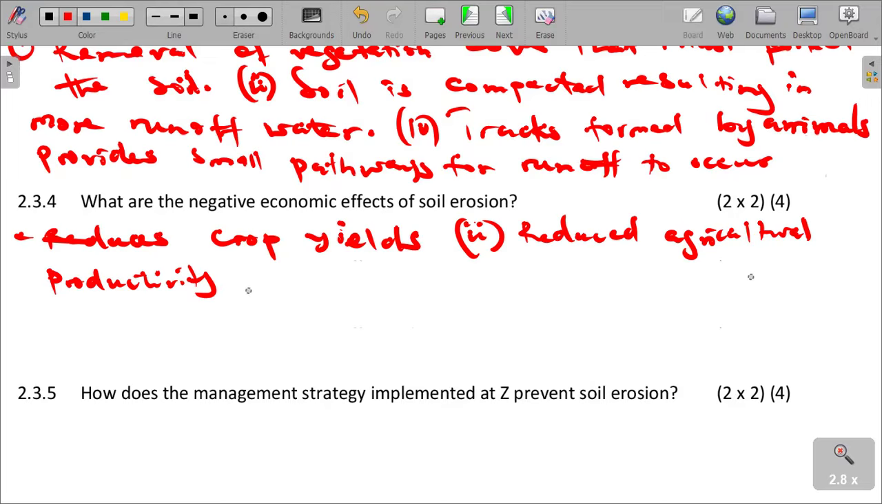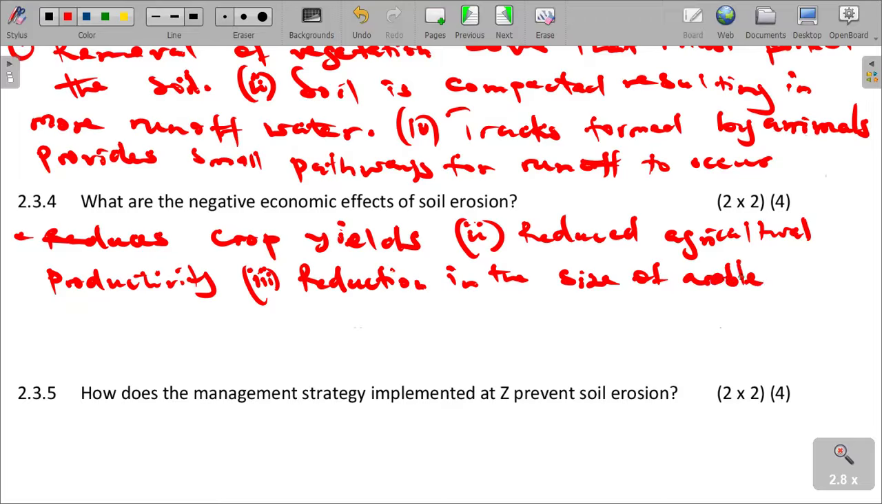We also have loss of arable land, a reduction in the sizes of arable land. Arable land, we are talking about land for agriculture, the land that is important for agriculture. Naturally it is small, but now because of erosion, that land is becoming way smaller again. That becomes a disadvantage, also a limitation.